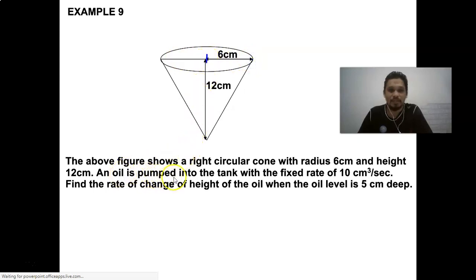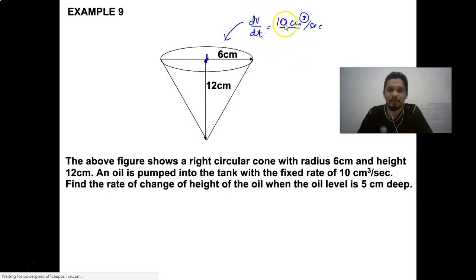And oil is pumped into the tank, which means it's an empty tank right now that we fill up with oil at a fixed rate of 10 centimeter cubed per second. So this is the volume, 10 centimeter cubed, per second, which means we can form this into the equation of dV/dt.